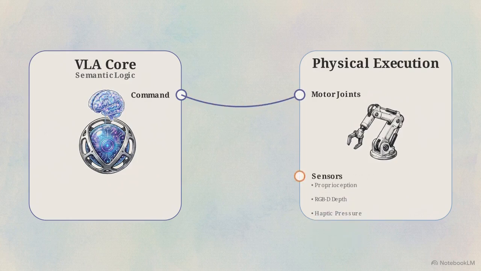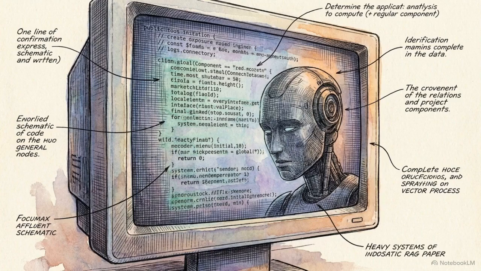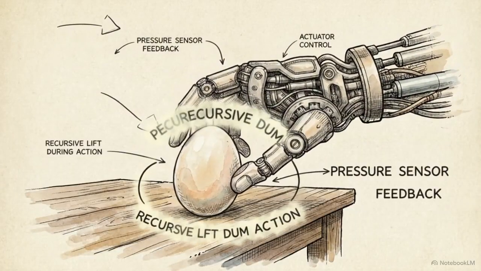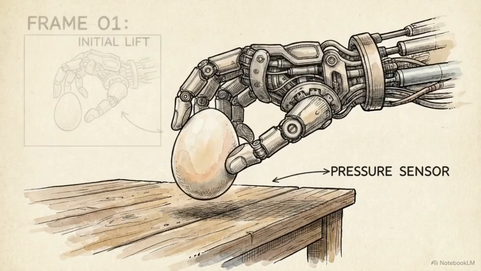Real-time sensory data, like haptic pressure and visual depth, flows back to the perception node, allowing continuous movement adjustment for safety. VLAs transform software reasoning into physical agency. The system doesn't just understand what an object is, it understands how to interact with it in three-dimensional space.